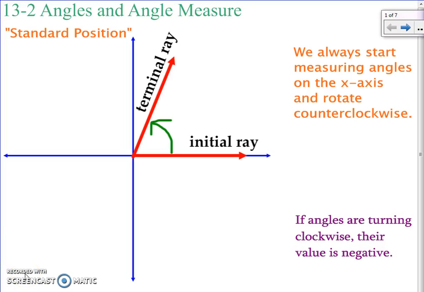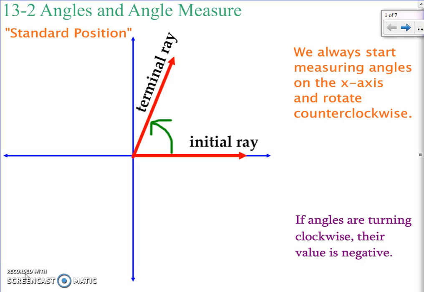Okay, so in 13.2, we are looking at different ways to measure angles. You all know how to measure an angle with degrees, okay? We're going to learn how to measure with radians just a little bit today. It's similar to when you measure how long something is, and you can either measure it in inches or in centimeters. You're still measuring how long it is, it's just a different unit of measure. So this is the same thing with angles. We have degrees and we also have radians.